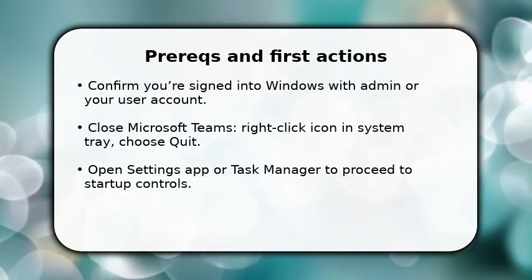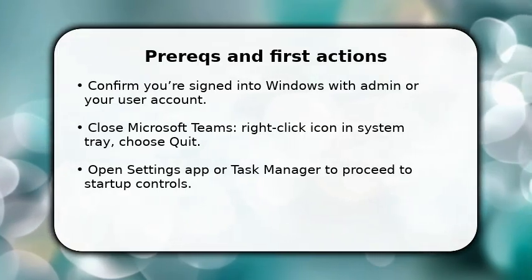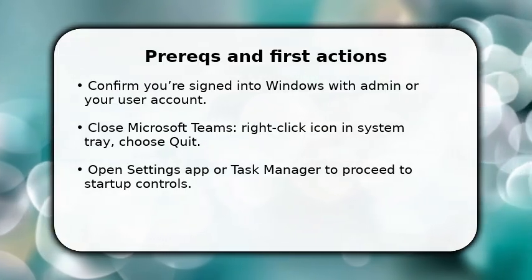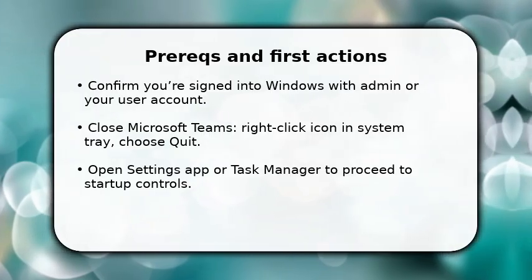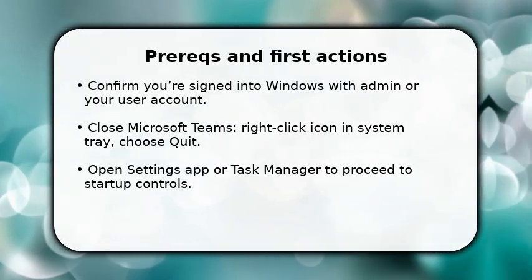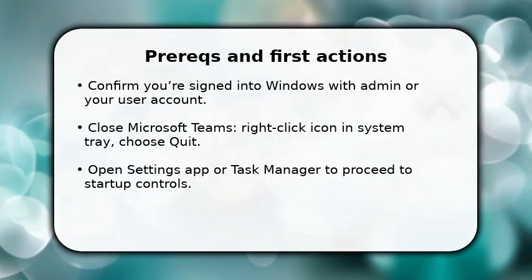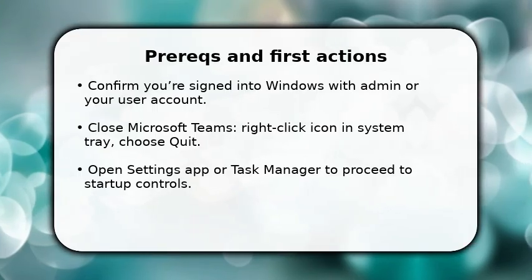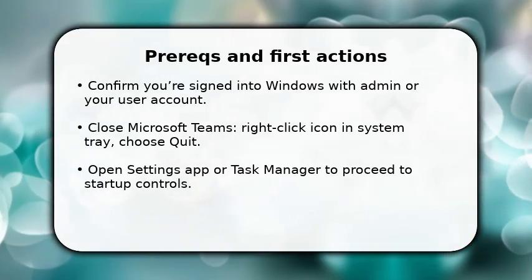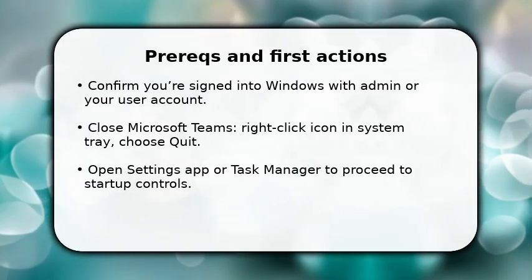You'll start now. Make sure you're signed into the account you normally use and that Teams is closed. Right-click the system tray icon and pick Quit. Once done, open Windows Settings or press Ctrl plus Shift plus S to launch Task Manager so you can change startup behavior. You need these shortcuts ready because we'll flip settings in two places.